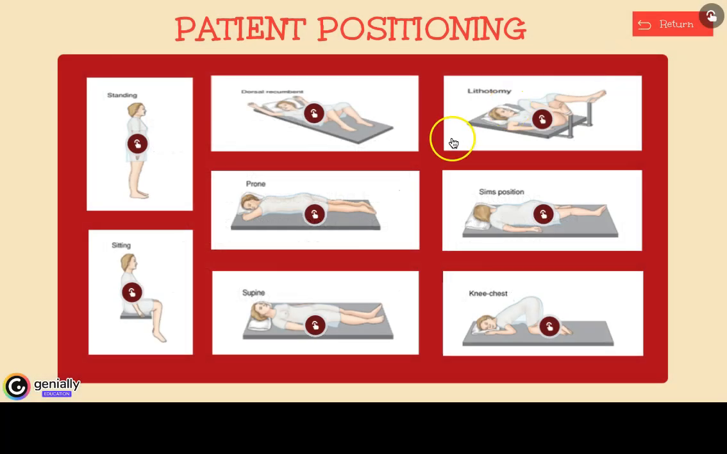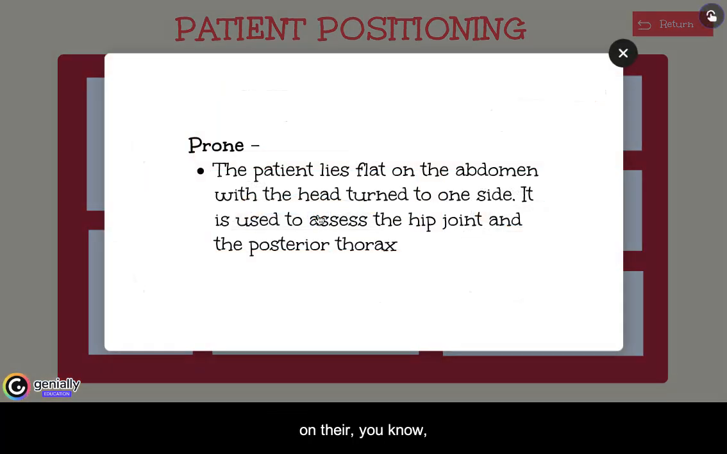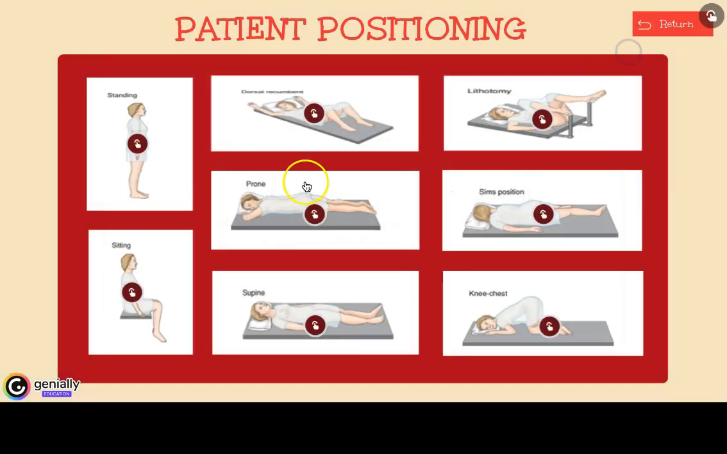stretched out. Then we have the prone position, where the patient lays flat on the abdomen with their head turned to one side. This is usually used to assess the hip joint and the posterior part of the thorax.